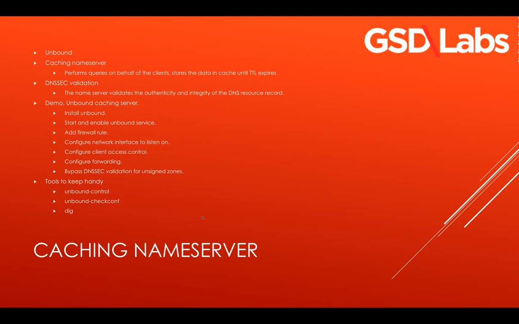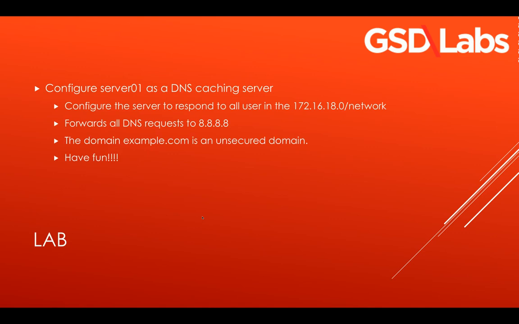It's a very simple concept, but obviously it's important that you understand the theory, so it's easier for you to go through the configuration. So I have a proposed lab for you. I want you to go into server 1 and configure it as a DNS caching server. Configure the server to respond only to your local network. I included a network there, 172.16.18. But if that's not your local network, then configure it to something else, right? And then configure the server to forward all your DNS requests to 8.8.8.8 or to another server, right? And the domain example.com is an unsecured domain, so make sure you exempt that domain from any DNS check, and then have a little bit of fun.